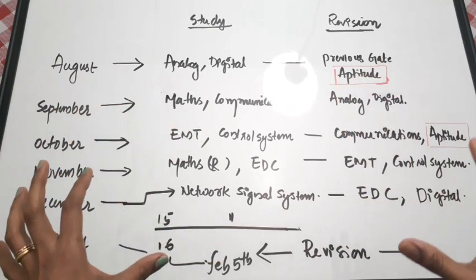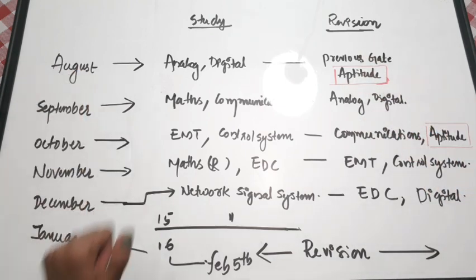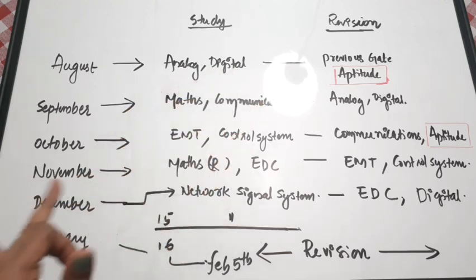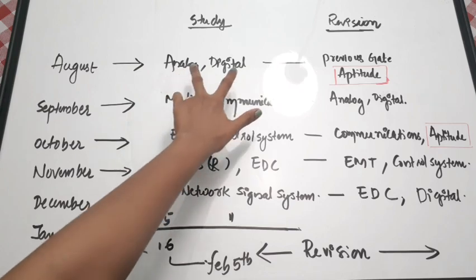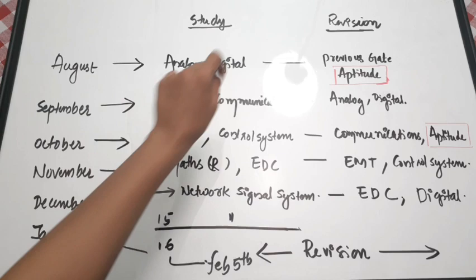We have dedicated various months for various subjects, and along with that, not just studying, there is also revision happening every month. So the first month is August. In that you'll be covering 2 important subjects. First one is analog and then digital. There is a lot of weightage to these 2 subjects. That's why I've included analog and then digital.